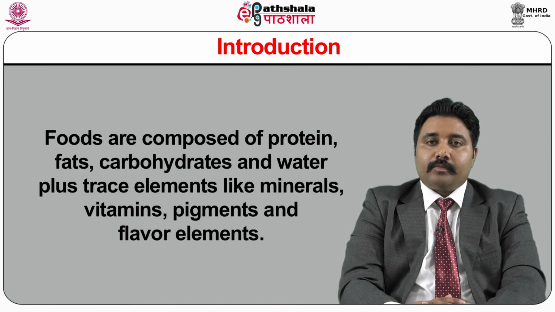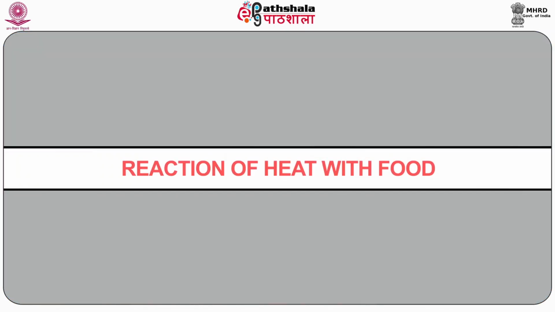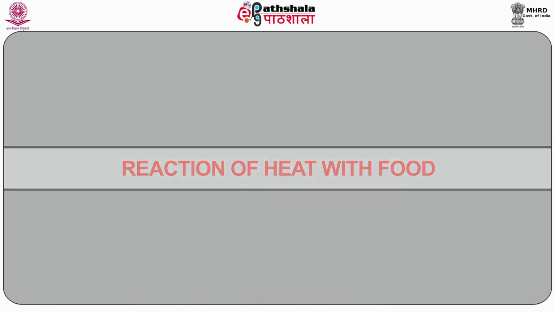Foods are composed of protein, fats, carbohydrates and water plus trace elements like minerals, vitamins, pigments and flavor elements. It is important to understand how these elements react when heated and when mixed with each other. You must understand why foods behave as they do, and then you can get them to behave as you want them to. Reaction of heat with food.